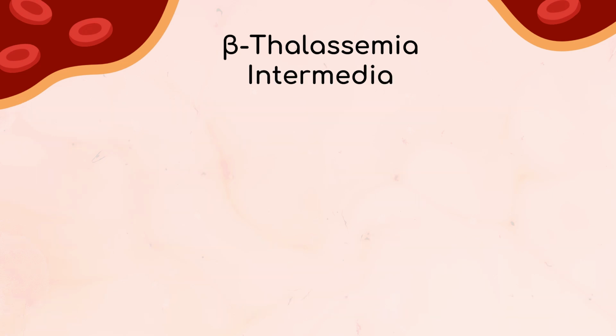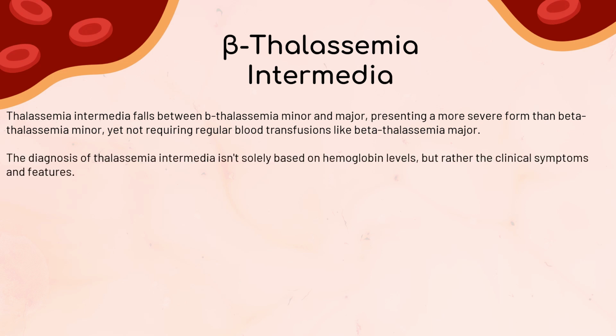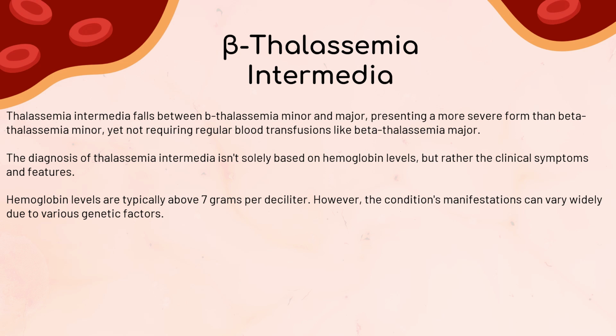Finally, beta-thalassemia intermedia. Thalassemia intermedia falls between beta-thalassemia minor and major, presenting a more severe form than beta-thalassemia minor, yet not requiring regular blood transfusions like beta-thalassemia major. The diagnosis of thalassemia intermedia isn't solely based on hemoglobin levels, but rather the clinical symptoms and features. Hemoglobin levels are typically above 7 grams per deciliter.